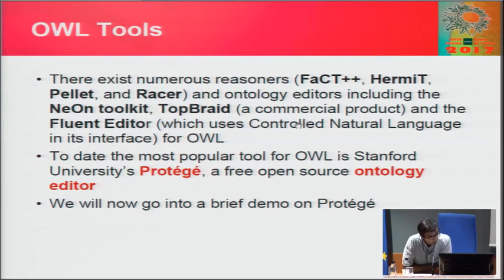And the great thing about OWL is that there exist a lot of tools for working with OWL ontologies. There exist numerous reasoners, and the most well-known of these are FACT, HermiT, Pellet, and Racer, as well as ontology editors such as NeOn Toolkit and TopBraid, which is actually a commercial product, and Fluent Editor. And a lot of these are actually open source and free. But to date, the most popular tool for OWL is Stanford University's Protege, which is a free open source ontology editor.